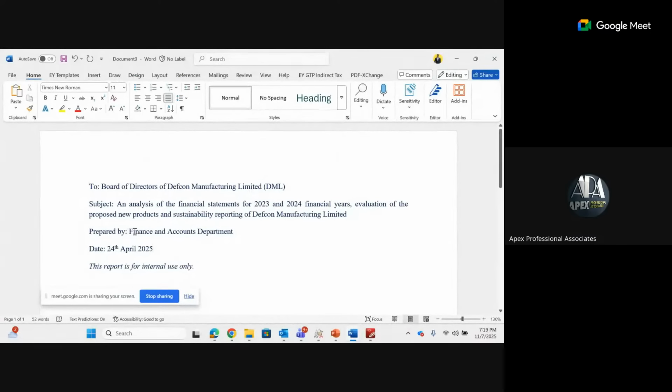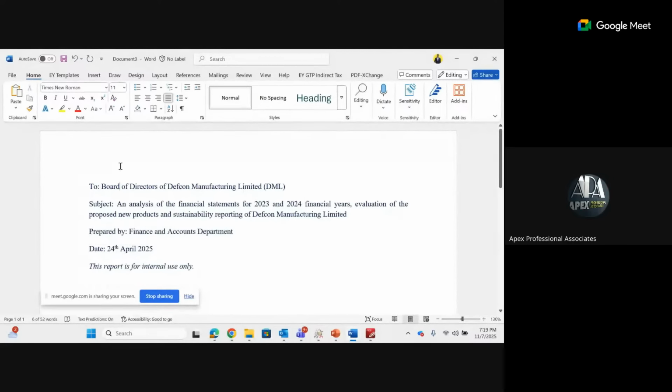But the way we have drafted this, we have drafted it from the point of view of a company where a department is now carrying out assignments for the whole company. And that is why our prepared by is reading what? The department, finance and account department. Do you understand now? Yes, sir.